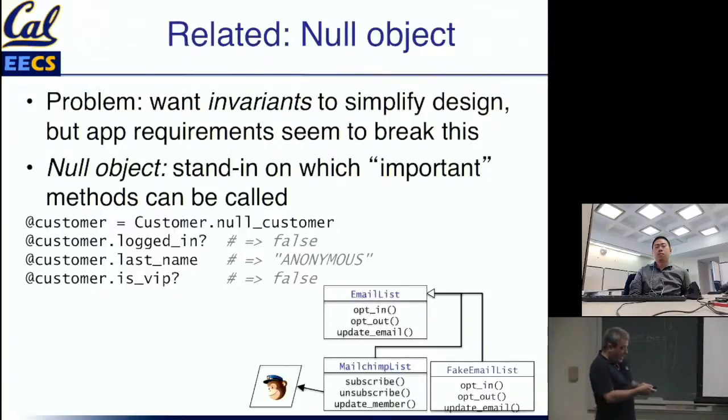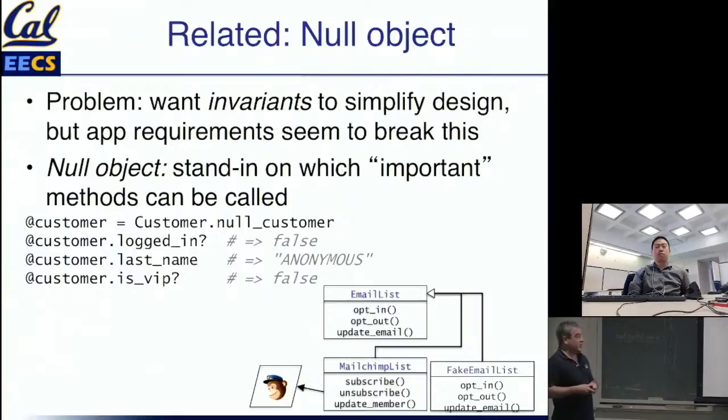I can just create a special class called fake email list, which is a subclass of email list, just like all the other ones are. I can use true inheritance because I really do want to provide these exact method calls, but I will just override all of them. If you tell the email list to opt a customer in, it will silently do nothing.